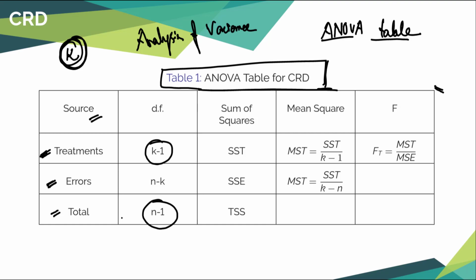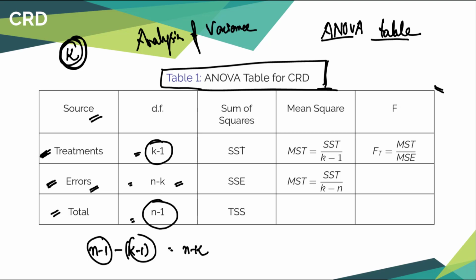Since there are n items, the total degrees of freedom will be n minus 1. And the degrees of freedom for error is obtained by subtracting this value from this, that means n minus 1 minus k minus 1. If you solve, you will get n minus k. So this is error. You should remember, the degrees of freedom for error is obtained by subtracting the degrees of freedom for treatment from the degrees of freedom for total. Then we calculate the sum of squares.